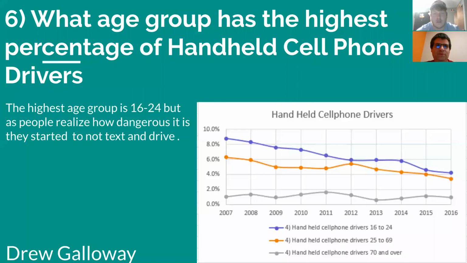Hey, Drew, what age group has the highest percentage of handheld cell phone drivers? Well, the highest age group is 16 to 24, but as people realize how dangerous it has become, you'll notice that it tends to slope down. They started to not text and drive as much anymore. That's interesting.